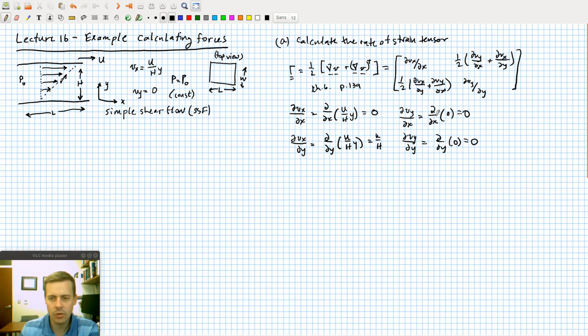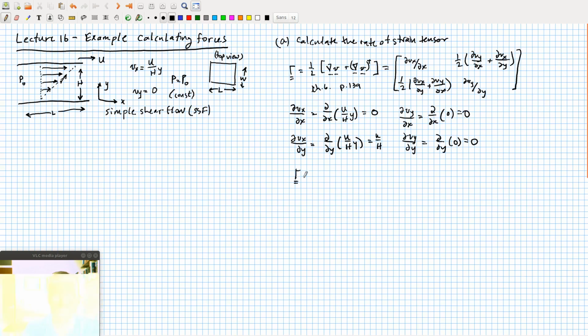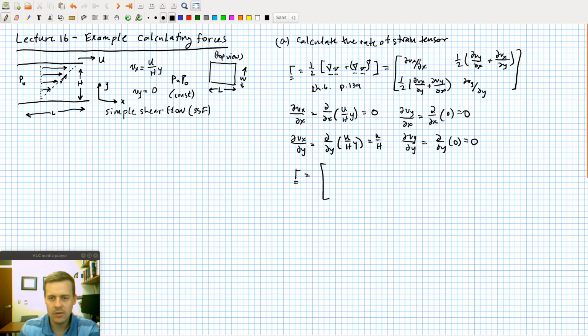Now I take these 4 terms and plug them back in. So gamma has dvx dx, that's 0. The off diagonal is 1/2 times dvy dx, which is 0, plus dvx dy, which was the non-zero one, u over h, and with the 1/2 it's u over 2h. Let me just rewrite that, u over 2h. The one in the bottom corner is the same as the one in the top corner. That will always be the case, because this is a symmetric matrix. And dvy dy is right here, and that one is 0.